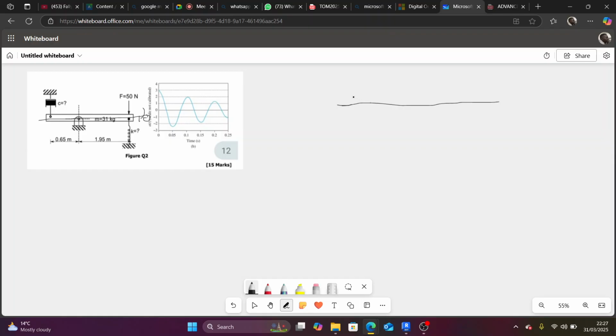Now you have it as it is moved. If this is the pivot, this movement will be done where the pivot is. The bar was moved like this.